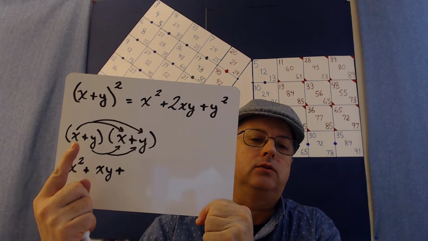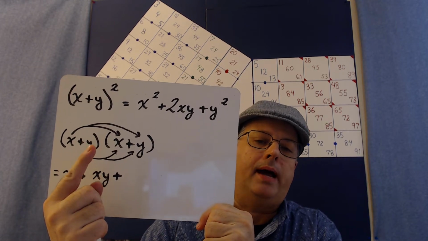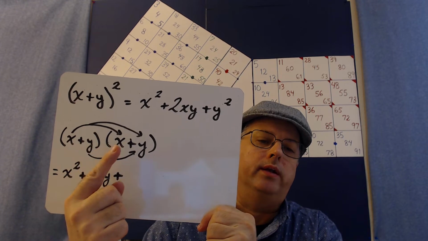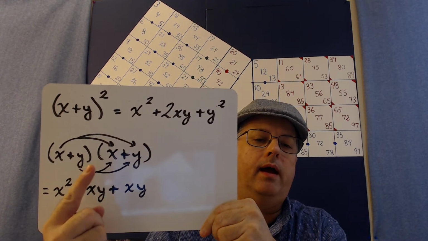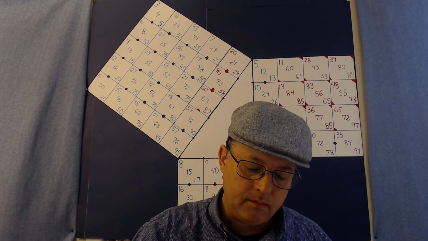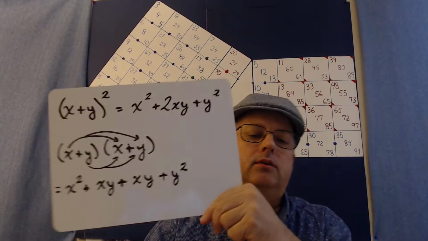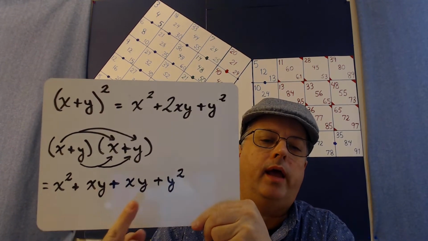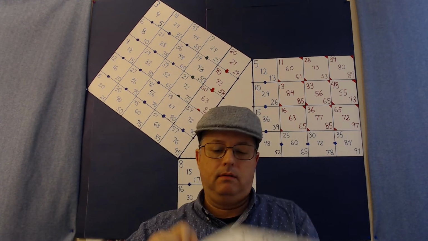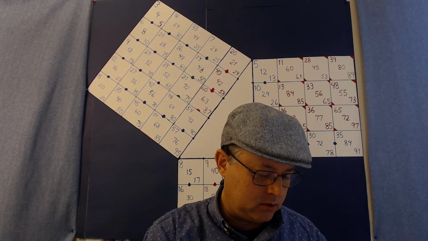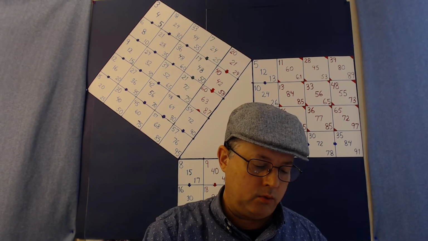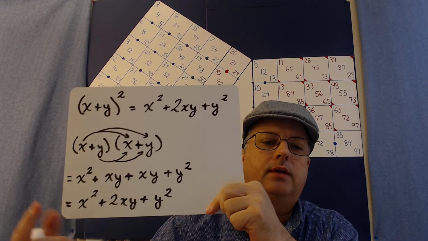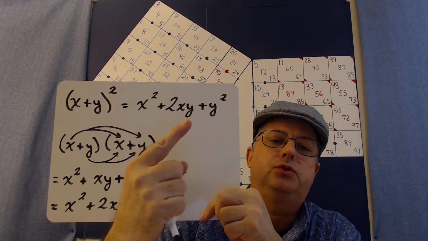And so we have distributed the x through the x plus y. And now we're coming back and distributing the y through. So here we have y times x, which is the same as x times y, so we're going to write that down. Okay, so y times x is xy, and y times y is y squared. Now we have one last thing to do here. We have an xy and another xy, so we have two xy's. This gives us x squared plus 2xy plus y squared. So now we can see that x plus y squared does in fact give us x squared plus 2xy plus y squared.